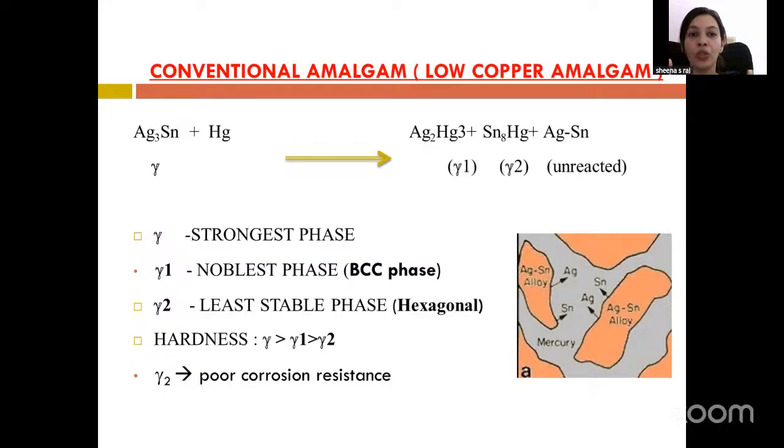So hope you understood this. The conventional amalgam had a very low copper content, below 6 percent. Because of that, a large amount of gamma 2 phase was formed. So in the newer amalgam, that is the high copper amalgam, we should reduce the gamma 2 phase in order to reduce this weakest phase.